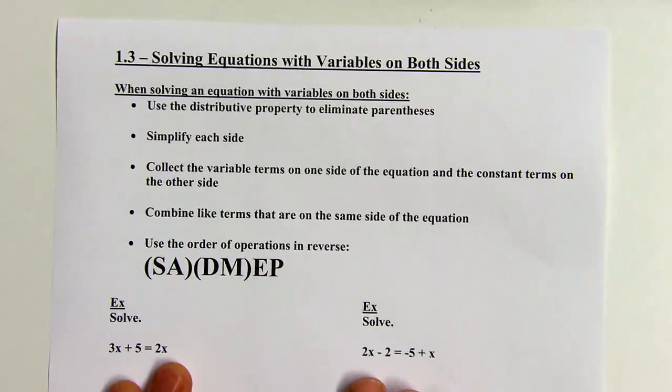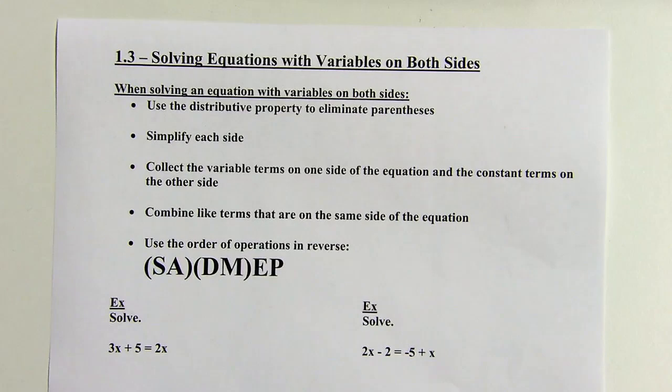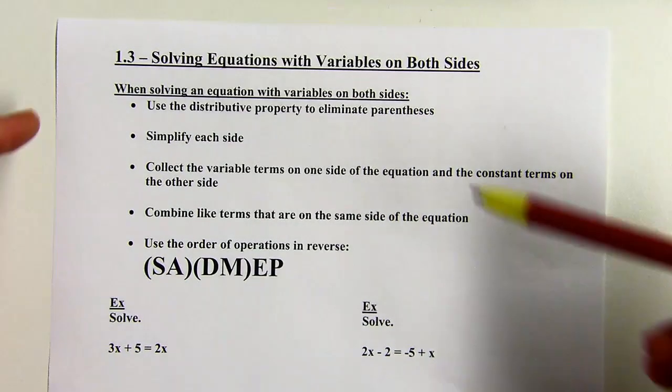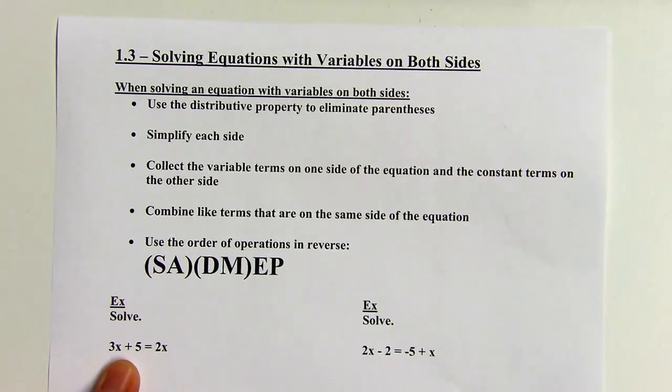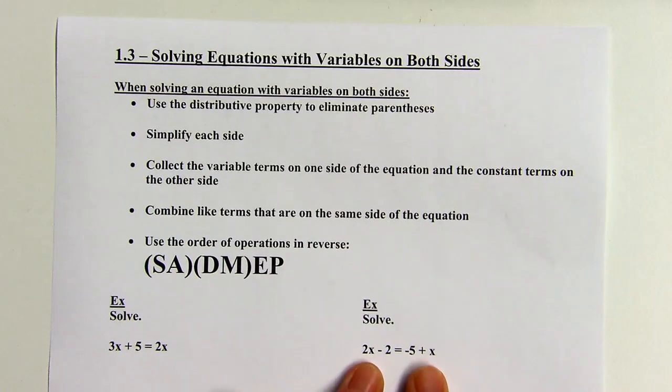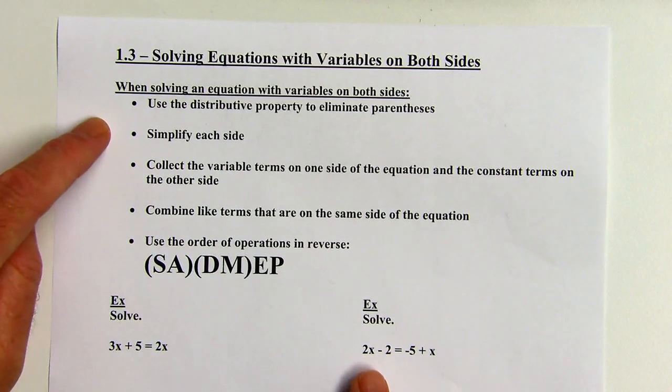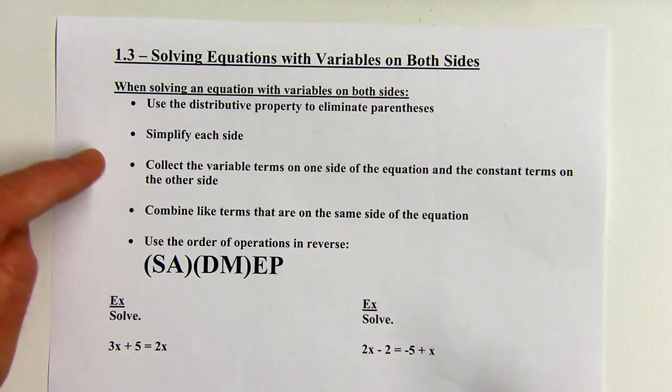Now these two don't have parentheses, but the problems at the bottom of this first page do. So the next step would be to simplify each side. So I'm looking over here. There's nothing to simplify on the left or the right here. Same with this one. But if there were like terms, like if I had 2 plus 3 on one side of the equation, I would simplify that. Okay.